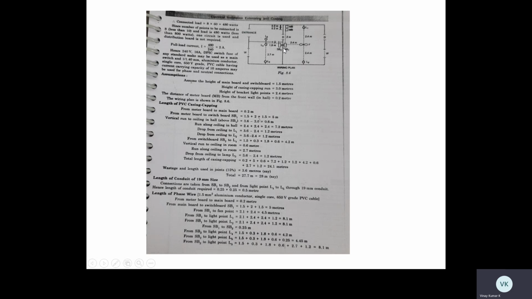From switchboard 2 to lamp 4. This is lamp 4 from switchboard 2. From here to here, two vertical drops and one horizontal run: 1.5, 1.5 plus 1.8, it's 4.2 meters. Then the vertical run to the ceiling in the room. Here the vertical run is 2.7, 1.8.